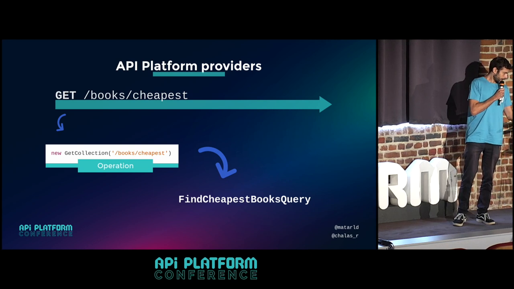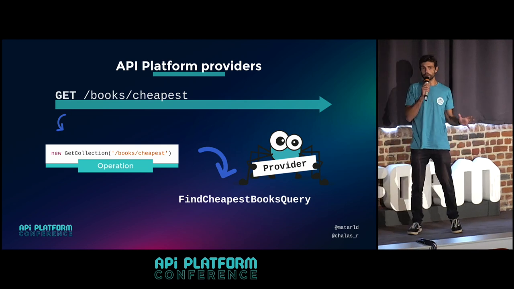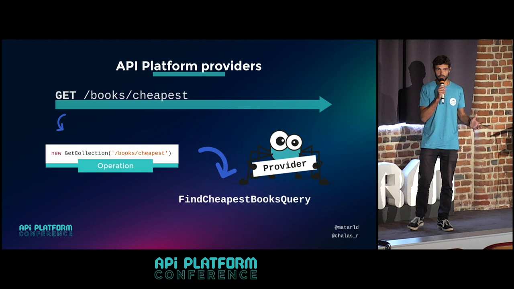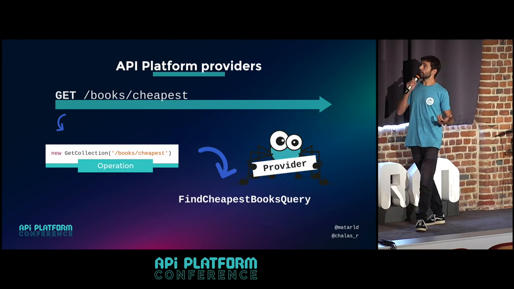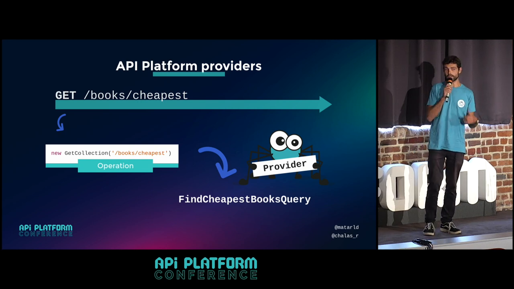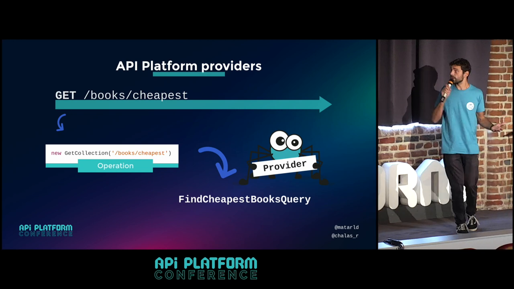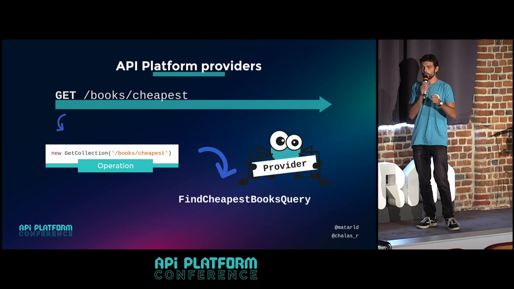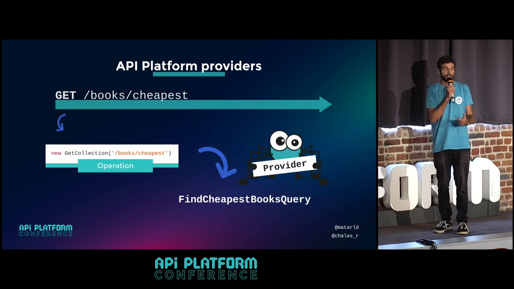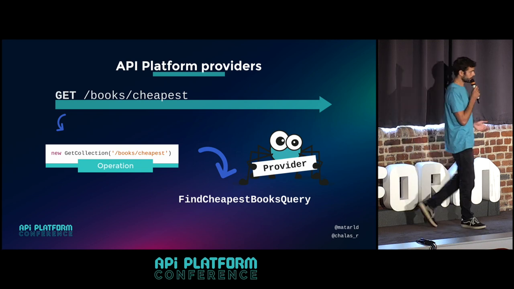Hopefully, API Platform comes with a really useful extension point for that purpose, which are providers. Indeed, the role of a provider is to return data according to a request and its context. And this fits us perfectly, because we only need to create, let's say, a cheapest book provider that will be responsible for dispatching the find cheapest book query and returning our books. Simple as that.